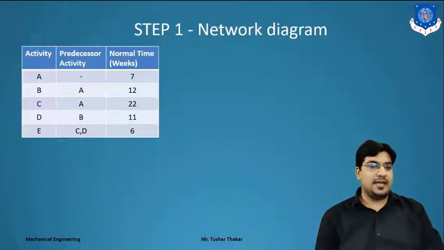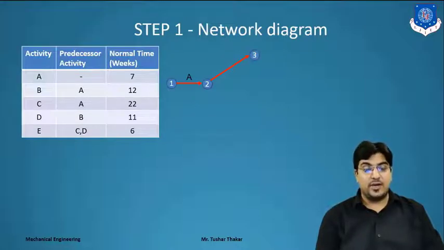For activity A, there is no predecessor activity, so we can draw over here 1 to 2. There is activity A. From 2 to 3 we find activity B. Why? Because activity A is a predecessor activity for activity B and for activity C. So we draw 2 arrows from node 2. For 3 we get B, and for 4 we get activity C.